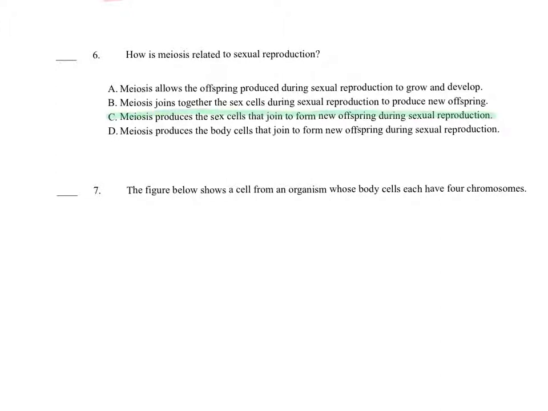Let's look at B really quickly. Meiosis joins together sex cells during sexual reproduction to produce new offspring. Does meiosis join the egg and the sperm? No, meiosis is making the egg or the sperm. The DNA, the nucleus for the egg and the sperm, right? Remember, meiosis and mitosis are only about the nucleus, not about the cell itself. So you're not making a sperm or an egg, you're making the nucleus for the sperm or the egg. So, anyways, B is wrong, A is wrong, and D is wrong.